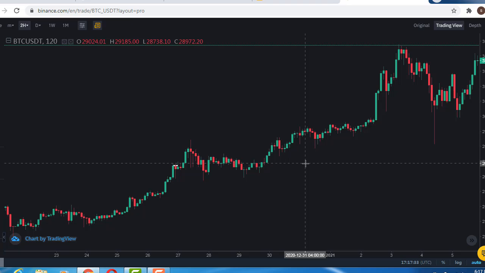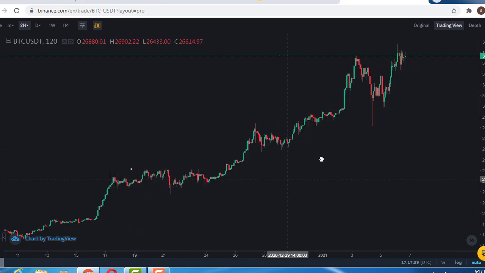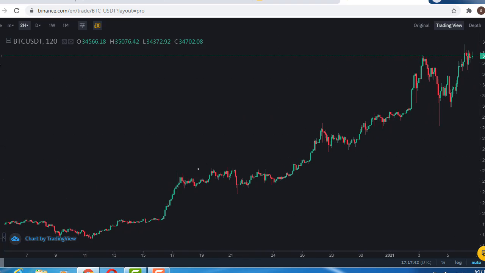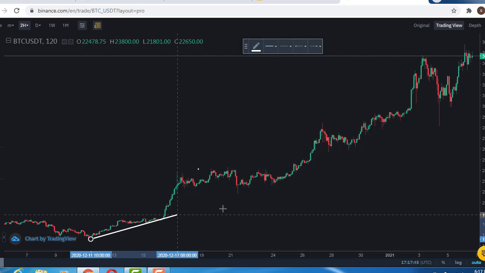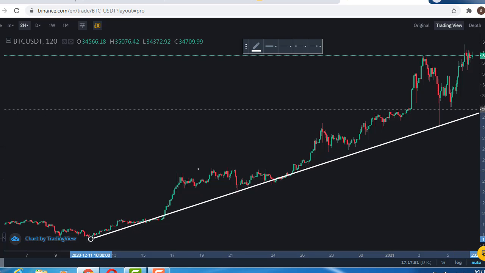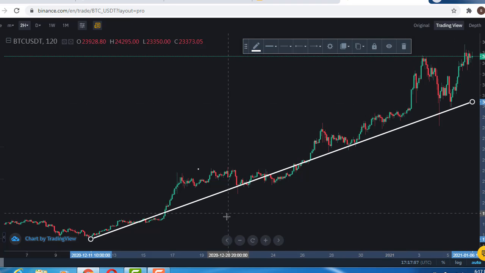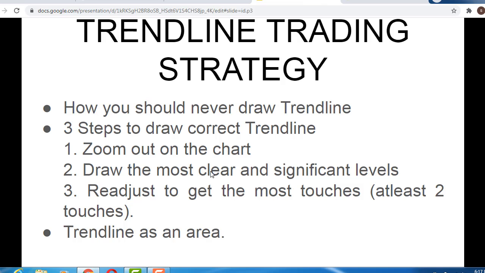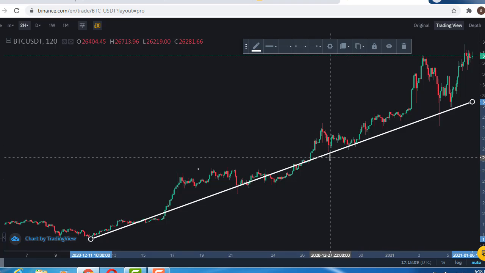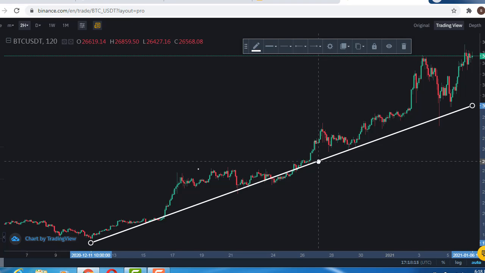Okay, so let's say for example this is BTC USDT. What you do is that I zoom it. Okay, so I see what is going on here, and I will not draw my trend line from here. The right way to draw trend line. You see how I draw it? Now after I've drawn the trend line, remember that's the first thing: you zoom out, you draw it, and ensure it's a clear and significant level. After that, you can now adjust your trend line to have the most touches.